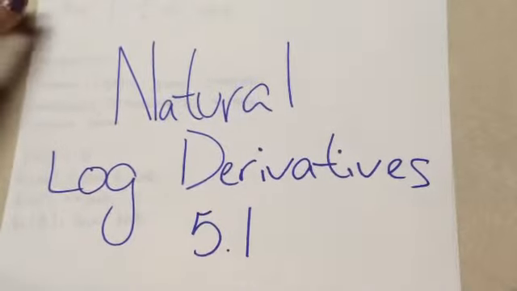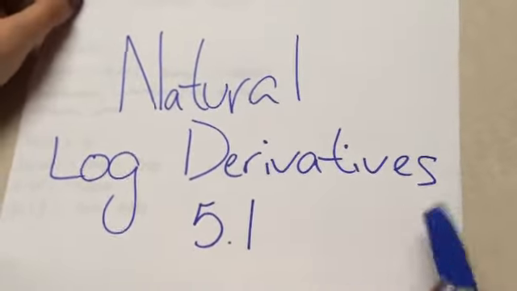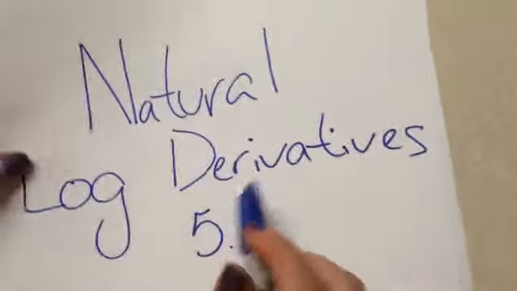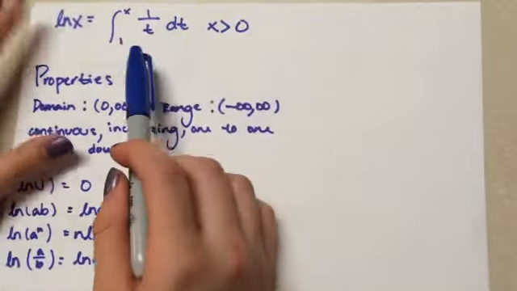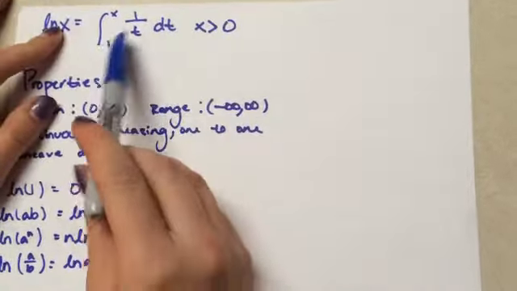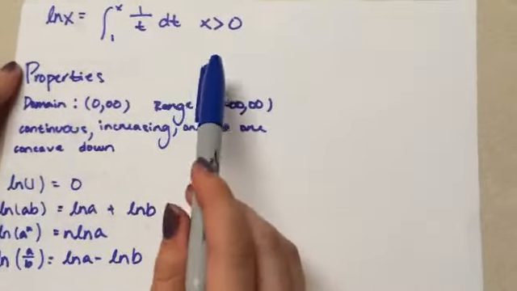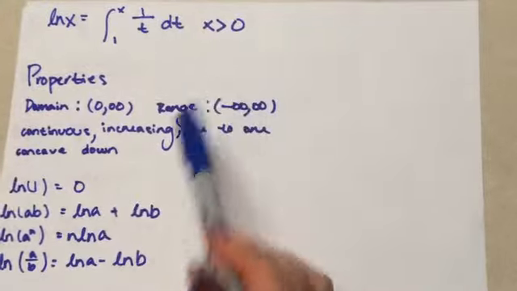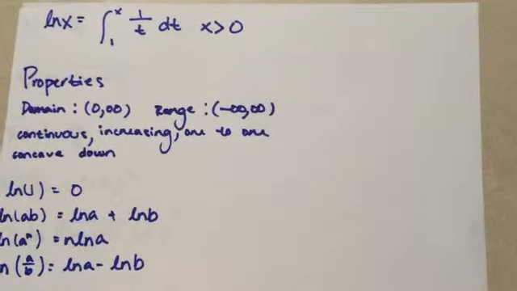Okay, so today we're going to be learning about natural log derivatives, which is in Chapter 5, Section 1 of your textbook. This basically states that the natural log of x is equal to the integral from 1 to x of 1 over t dt, where x is greater than 0. So because of this, we have a certain number of properties.